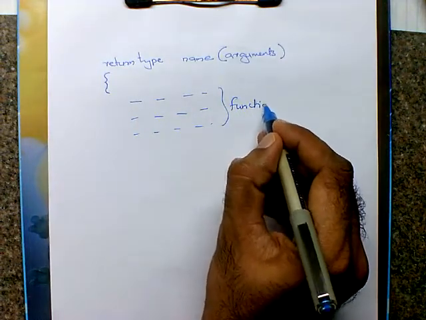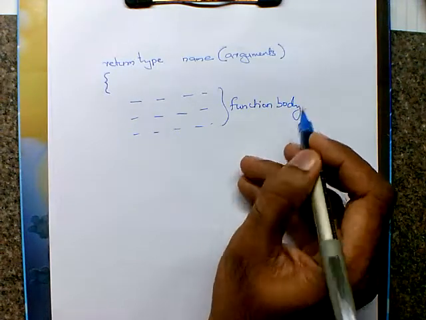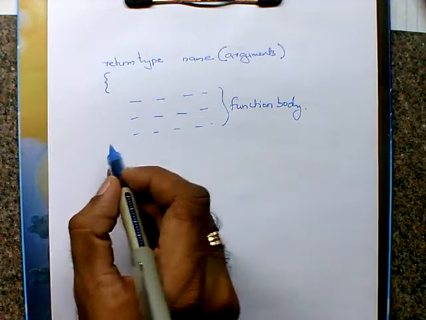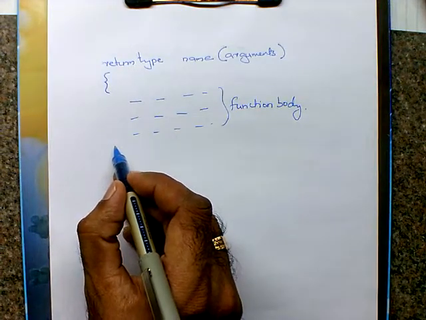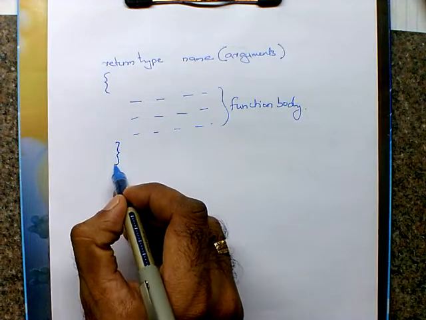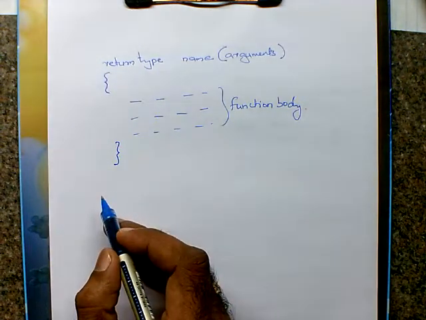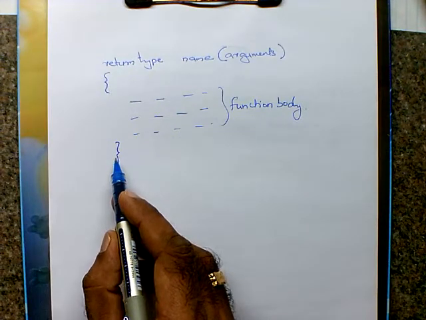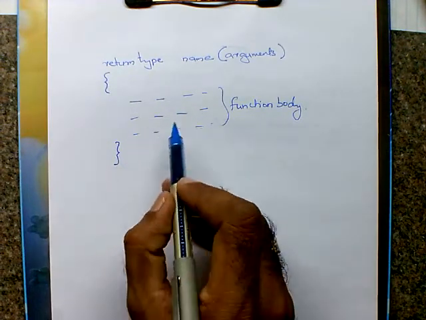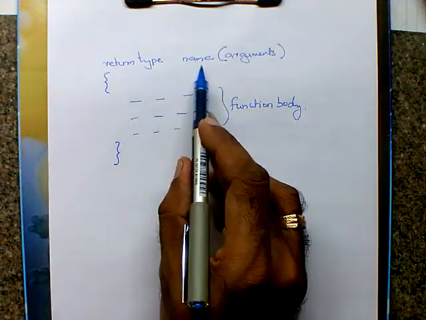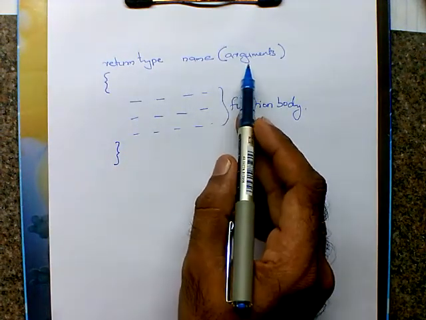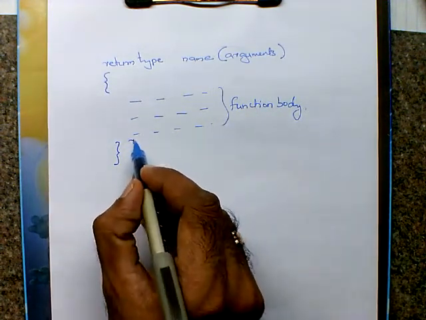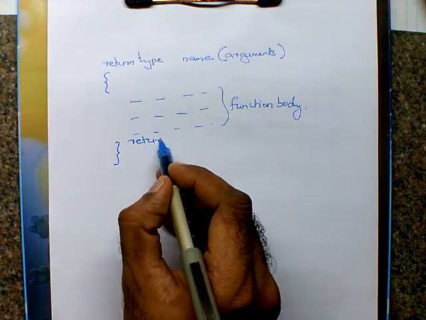This is what we call the function body. As I said in the previous one, these are the data processing statements. Then after completing the function body we will put the closing bracket. But before putting the closing bracket, just scan the entire thing. Return type we mentioned, name of the function we mentioned, argument we mentioned, function body we mentioned. One is missing. What is that? Return value.